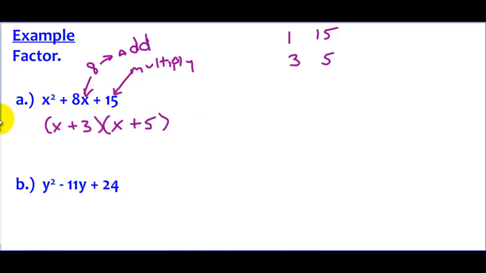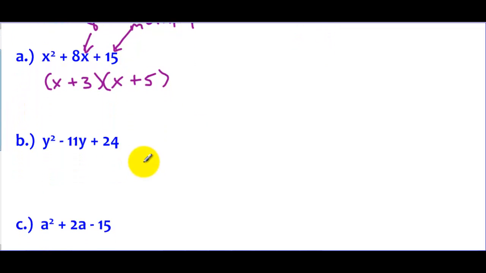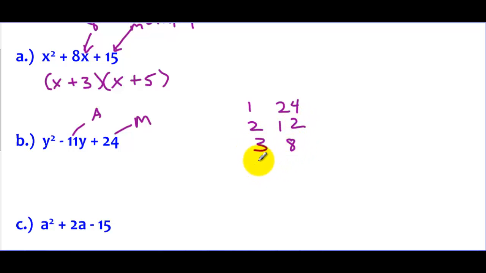Okay. So again, the challenge is really going to be once we start getting down to these negative ones, can you continue to find that pair of numbers? So with 24, again, this is my multiply. I'm going to use the m. And negative 11 is my add. So what are the factors of 24? Well, I'd say 1 and 24, 2 and 12, 3 and 8, 4 and 6. And those are all my pairs of factors. I need ones that add, in this case, to negative 11.